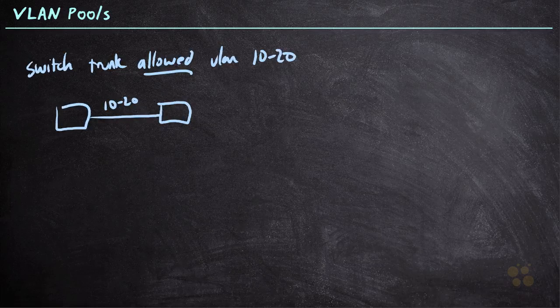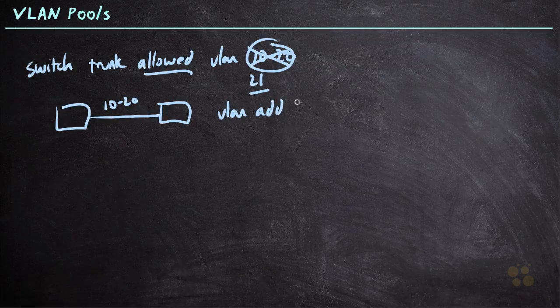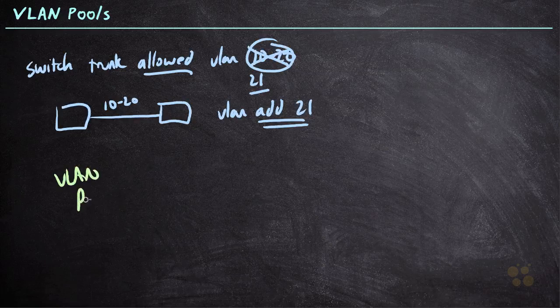And we've probably all made the mistake at some point of getting on there and saying, ooh, I want to add VLAN 21. And so we say switchport trunk allowed VLAN 21. And what we don't realize is in the background, it actually gets rid of 10 through 20 and only allows VLAN 21. That's when we need to, of course, use the add command. So we'd say VLAN add 21 instead of just simply saying VLAN 21. The reason I bring this up is because VLAN pools are equivalent to this command.